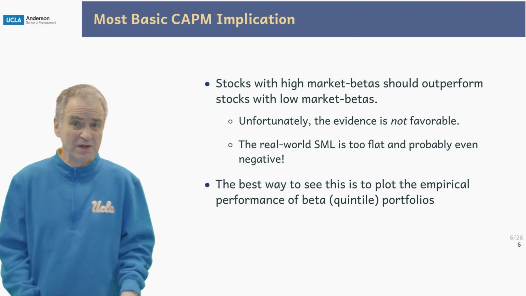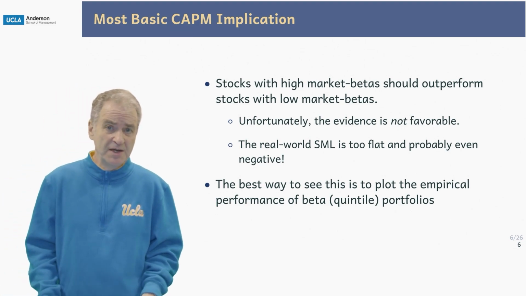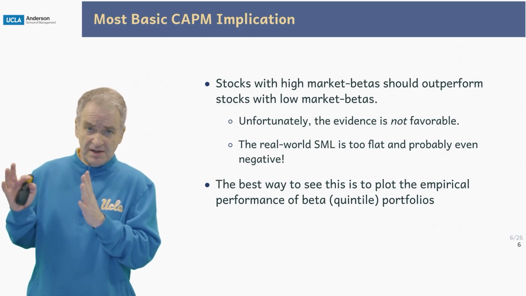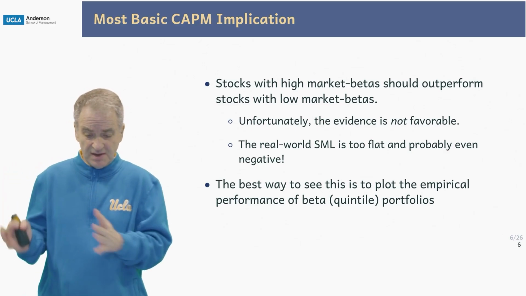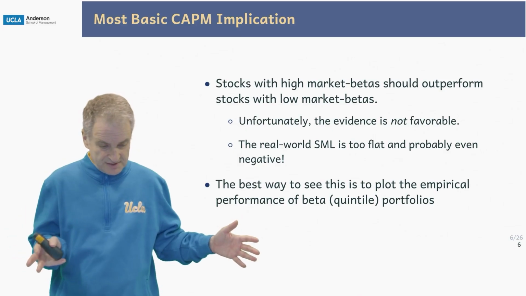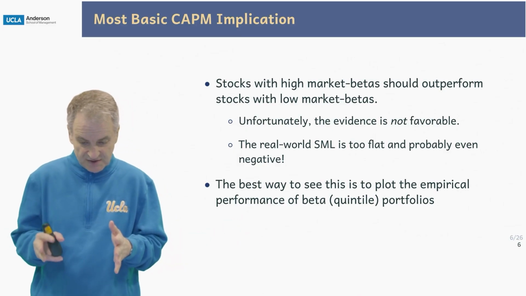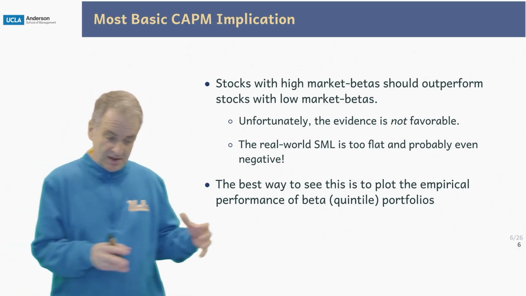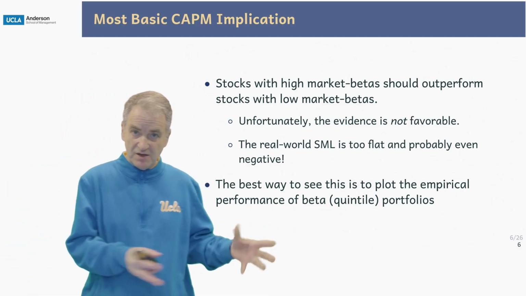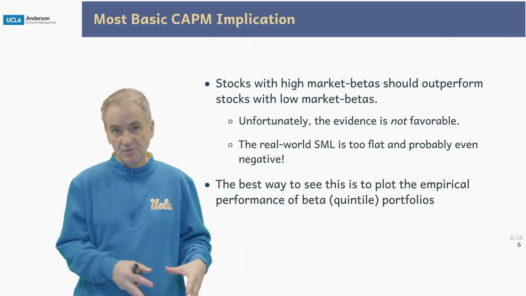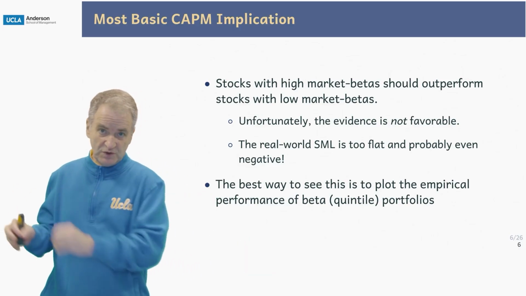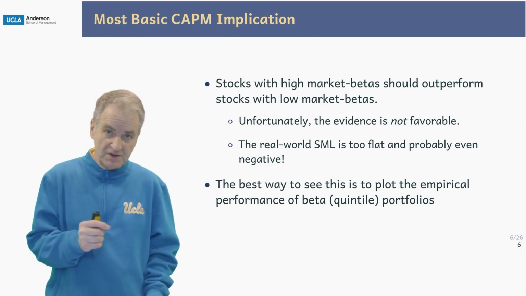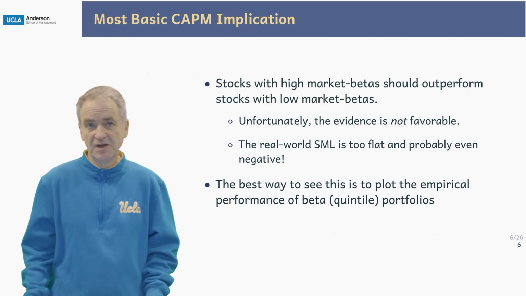Now, one of the ways we can look at how this worked over time is to take all the stocks in the market, take all the stocks in the highest beta quintile. That is, I look at all the stocks, I pick the 20% of the stocks which seem to have the highest beta, and I stick them all into one portfolio. Then I take the 20% that have the lowest beta, I stick them all into another portfolio, and I track these portfolios over time. So that tells me how high beta stocks have done and how low beta stocks have done.